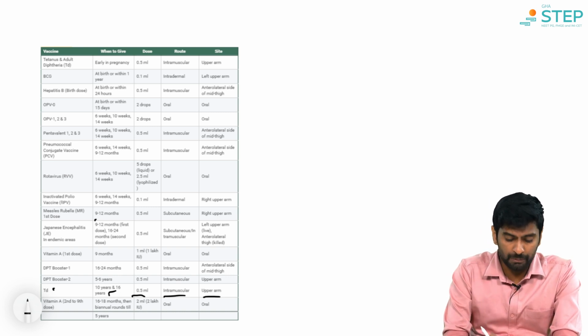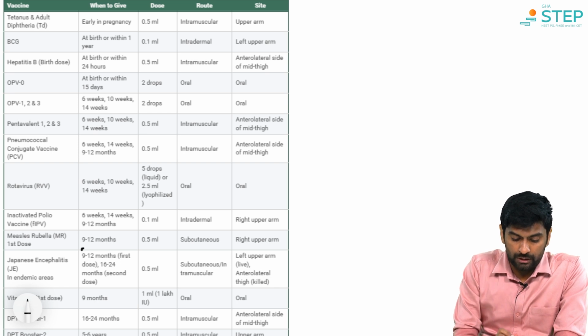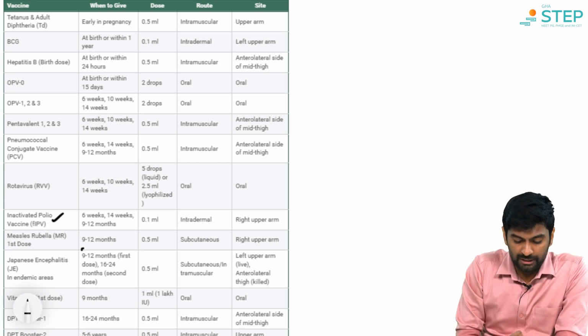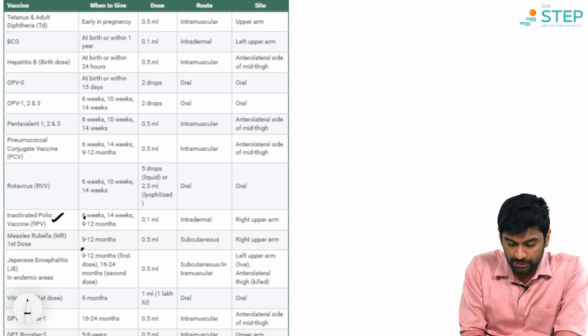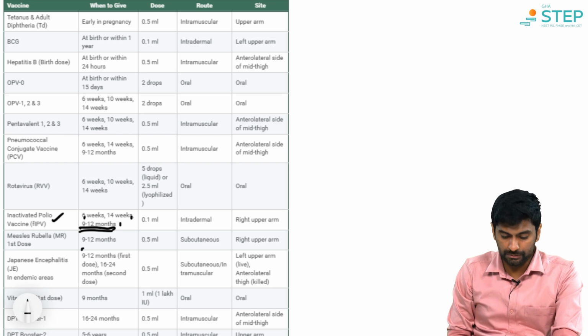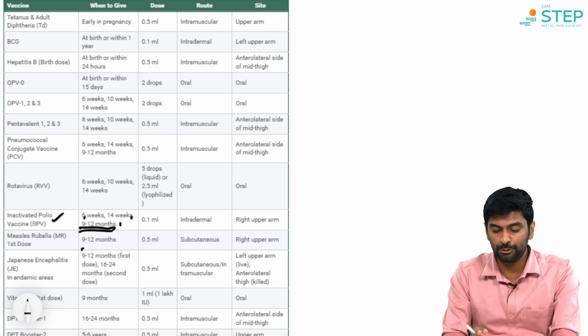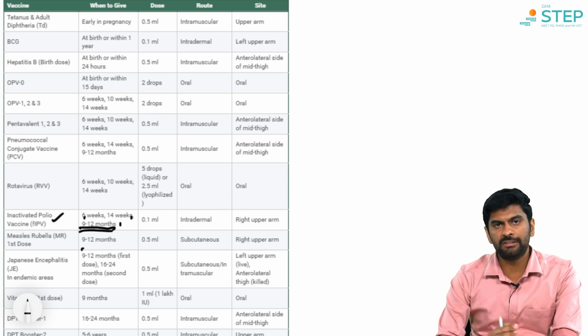And the latest update in this case is all about the IPV, which is fractional IPV. We're going to be giving it at 6 weeks, 14 weeks, and 9 to 12 months. Remember that. So FIPV is the latest update among this. So make sure that you reread the National Immunization Schedule. It's part of community medicine, pediatrics, and the list among many other specialties as well.